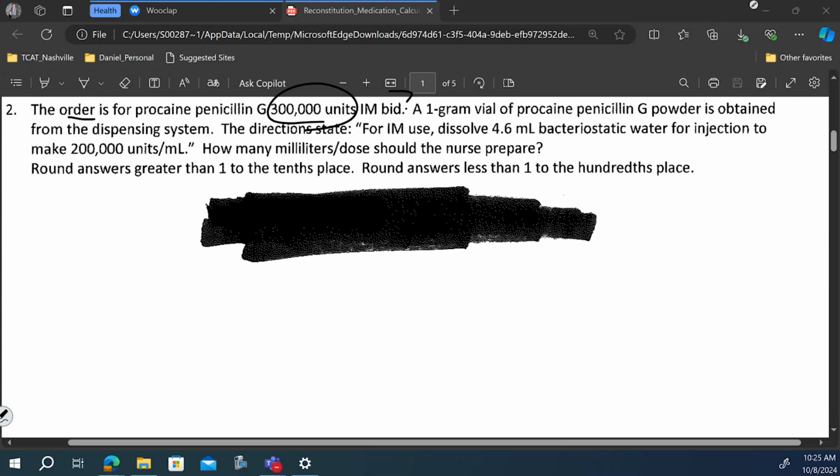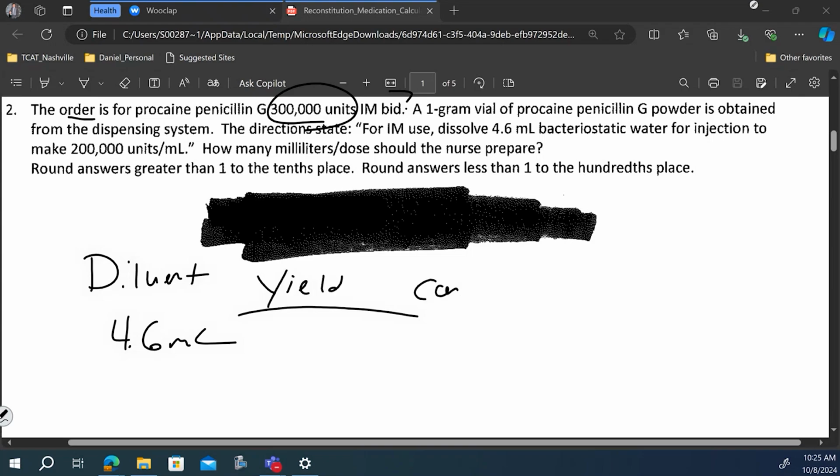All that is saying is I grabbed it out of the system. The directions on the vial state, for IM use, dissolve with 4.6 milliliters of bacteriostatic water for injection to make 200,000 units per milliliter. All that's saying in words is if I take this diluent, 4.6 milliliters bacteriostatic water, I yield a concentration of 200,000 units per 1 milliliter. You see this? That's all that problem is saying in words.